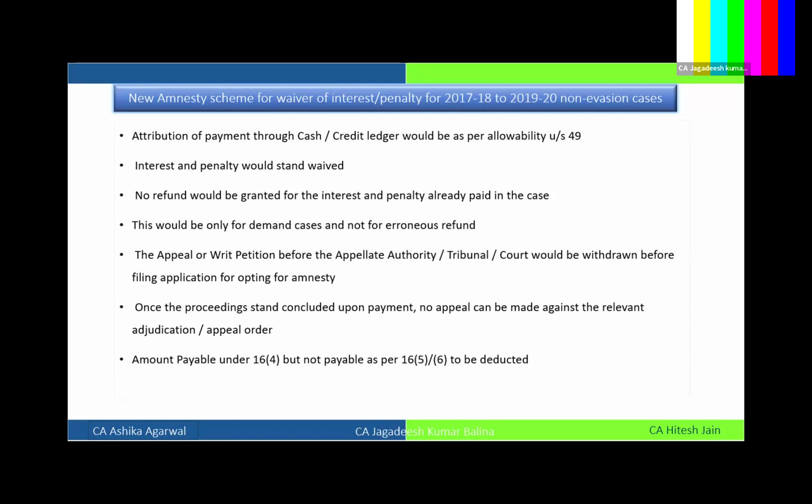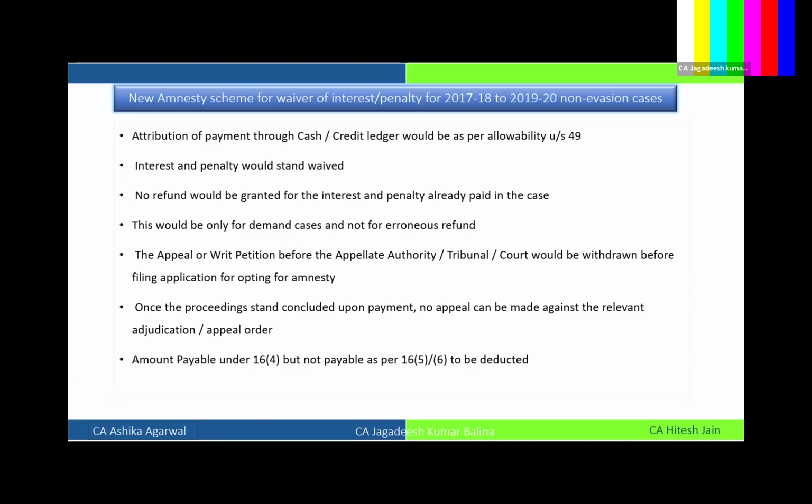Either you can use the credit balance in your electronic credit ledger, or you can pay the amount of tax in cash also, subject to availability and allowability under section 49, that is payment of tax, interest and penalty. And interest and penalty would be standard. If you satisfy all these conditions, then your interest and penalty for those 3 periods will get waived. So if you have paid the entire tax along with interest and penalty, in that case you cannot claim any refund on that basis.